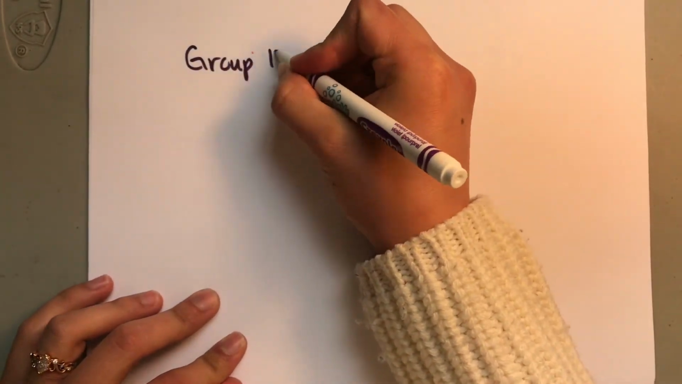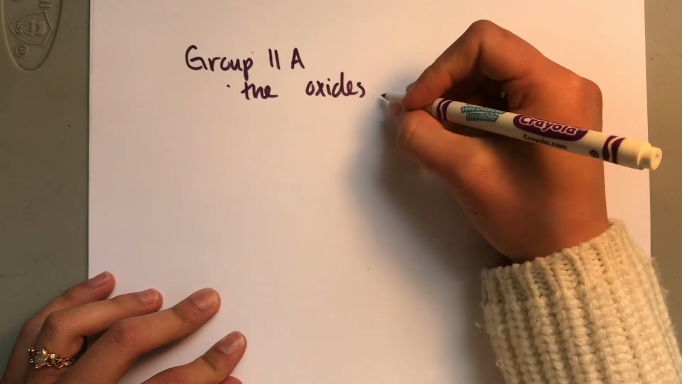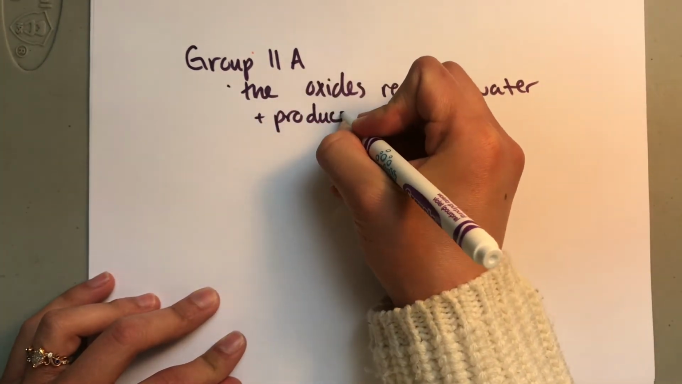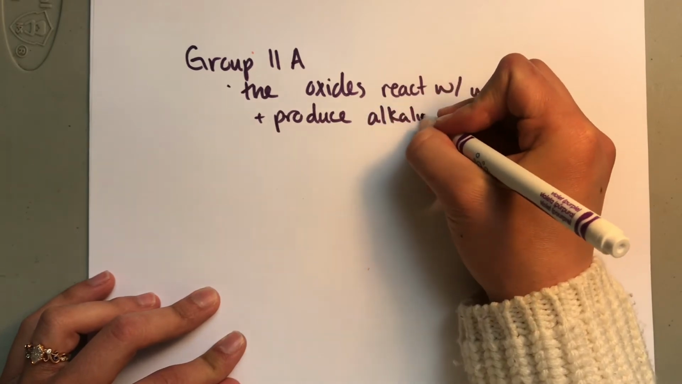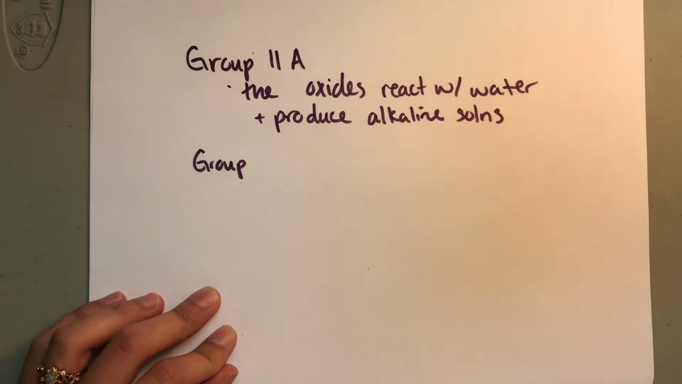Next we have group 2A. Group 2A is going to do something similar, except that the oxides are going to react with water and create an alkaline solution. So they're pretty similar to the alkali metals, just slightly different in the way they behave.